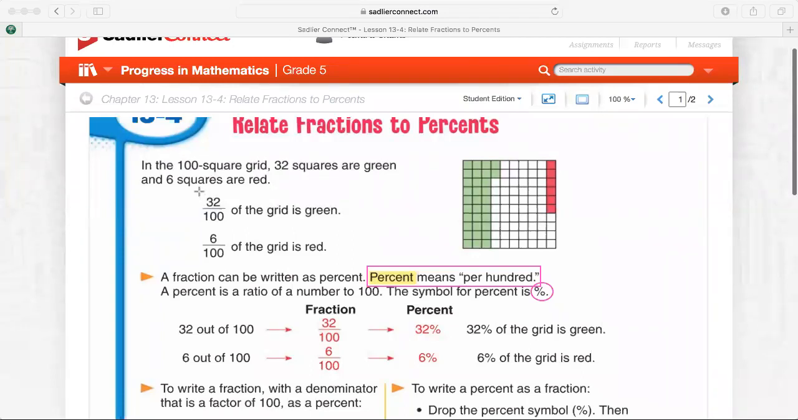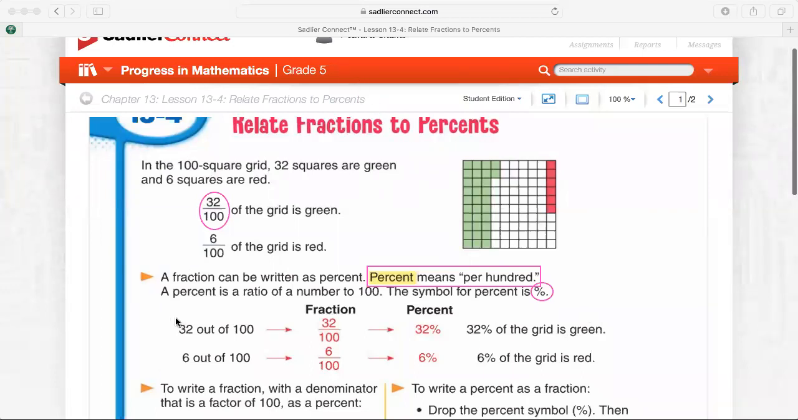32 over 100 are green, which means 32% are green. So 32 out of 100. So the fraction is 32 over 100. So it is written as percent, 32%. 32% of the grid is green.